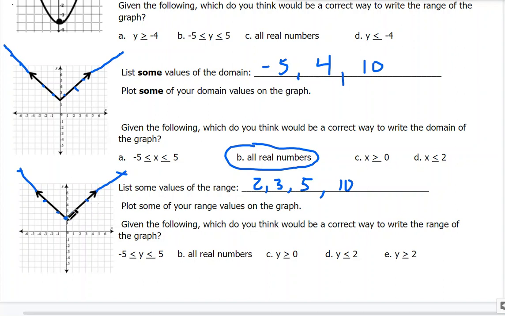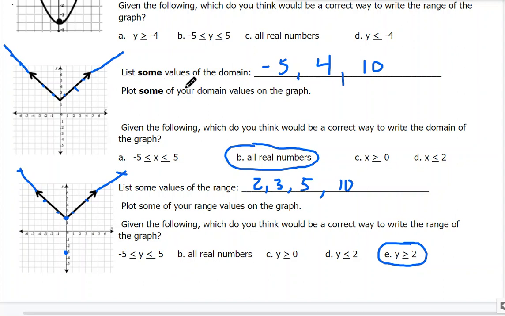So that means y is greater than or equal to 2. It can't be smaller than 2 because the graph stops here. It can't be -3, for example. There's nothing at -3 because the graph is going up. So it has to be any number that's bigger than or equal to 2. All right, that is how we find domain and range of a graph.